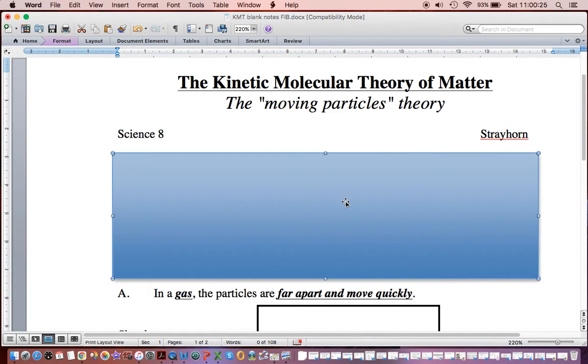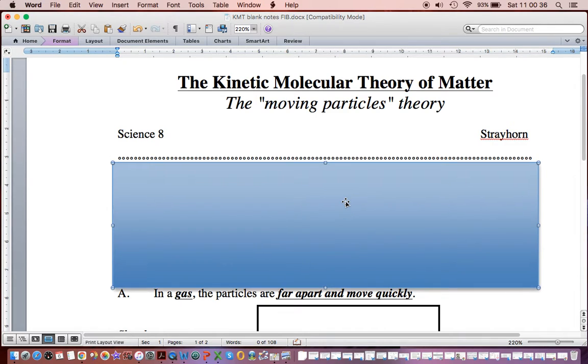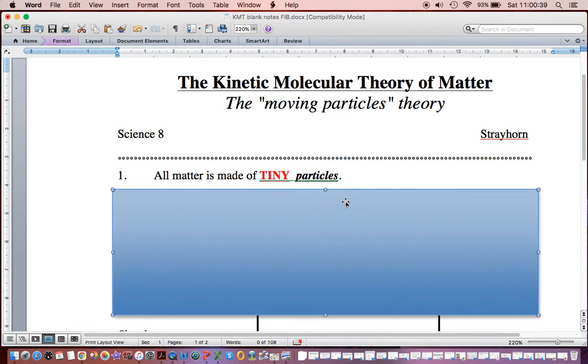There are 5 points that you should commit to memory right away. It's a good idea to recopy these notes today, and when I give you a surprise quiz, you have to know them. Worksheets, you have to know them, and you definitely have to know it on the test and the final exam. So the first thing is all matter is made of tiny particles.